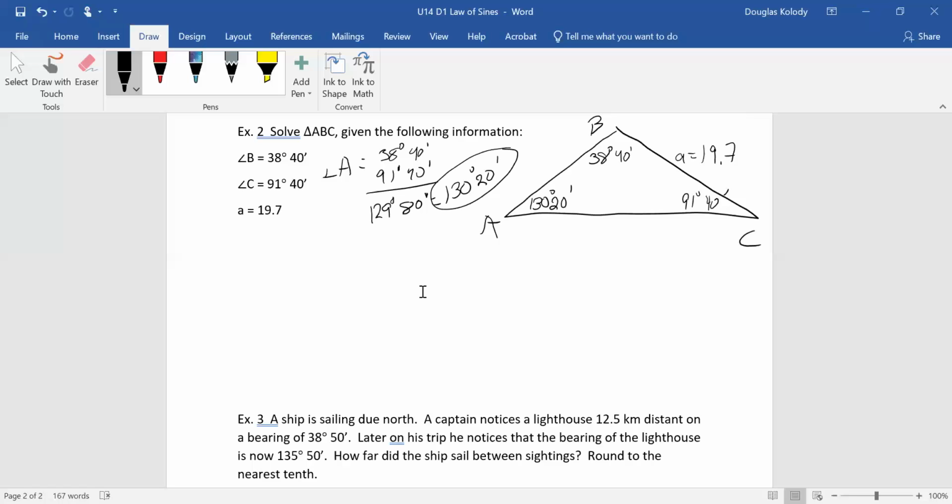Great. Now we need to find side B, and we need to find side C. So let's start with side B, shall we? We could use the ratio.